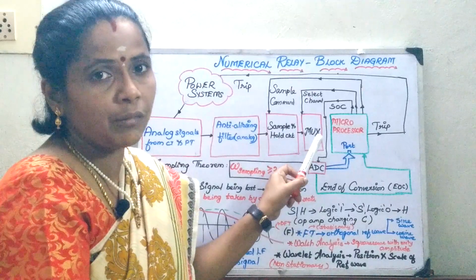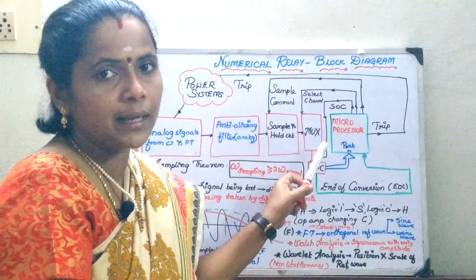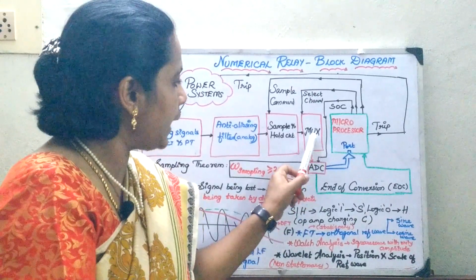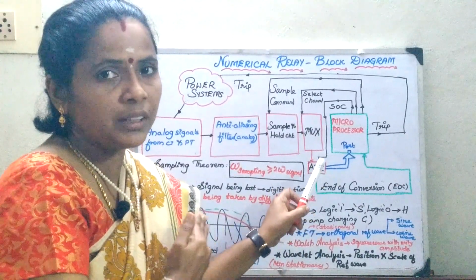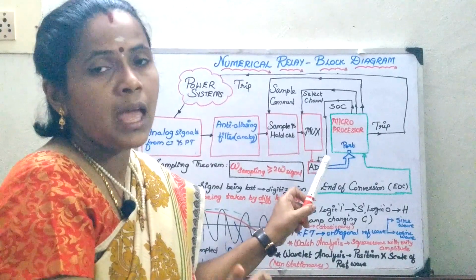This multiplexer will decide in which path or which channel the data has to be routed, and it sends the data to your ADC block. The ADC block is nothing but, whatever data we have taken so far is your analog signal.